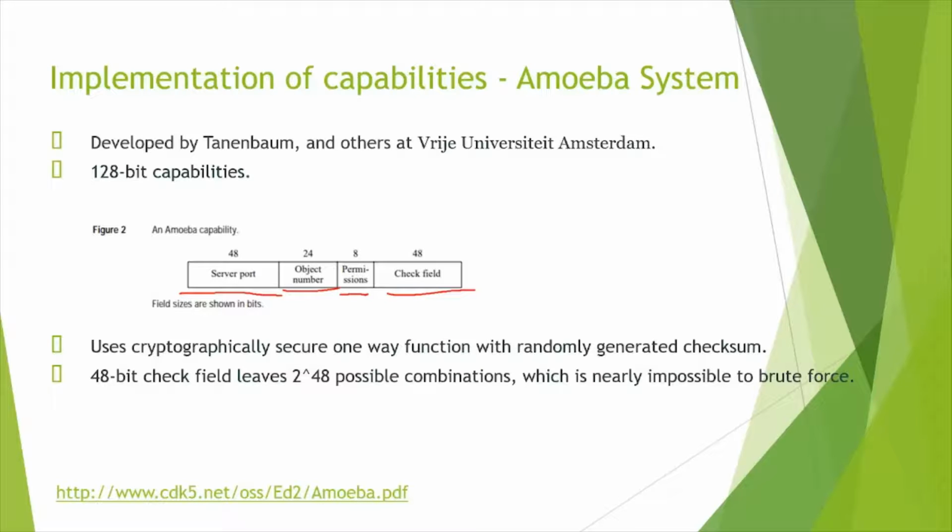So with a 48-bit checksum key, that leaves 2 to the power of 48 possible combinations, which leaves a very little possibility for the check field to actually be brute forced so that a capability can be tampered with, because that's the only way to tamper a capability with this implementation. And I think Tannenbaum did the calculations, and it was something like, if you were given 2 milliseconds for each guess, it would take 6,000 years, which of course is not very feasible.